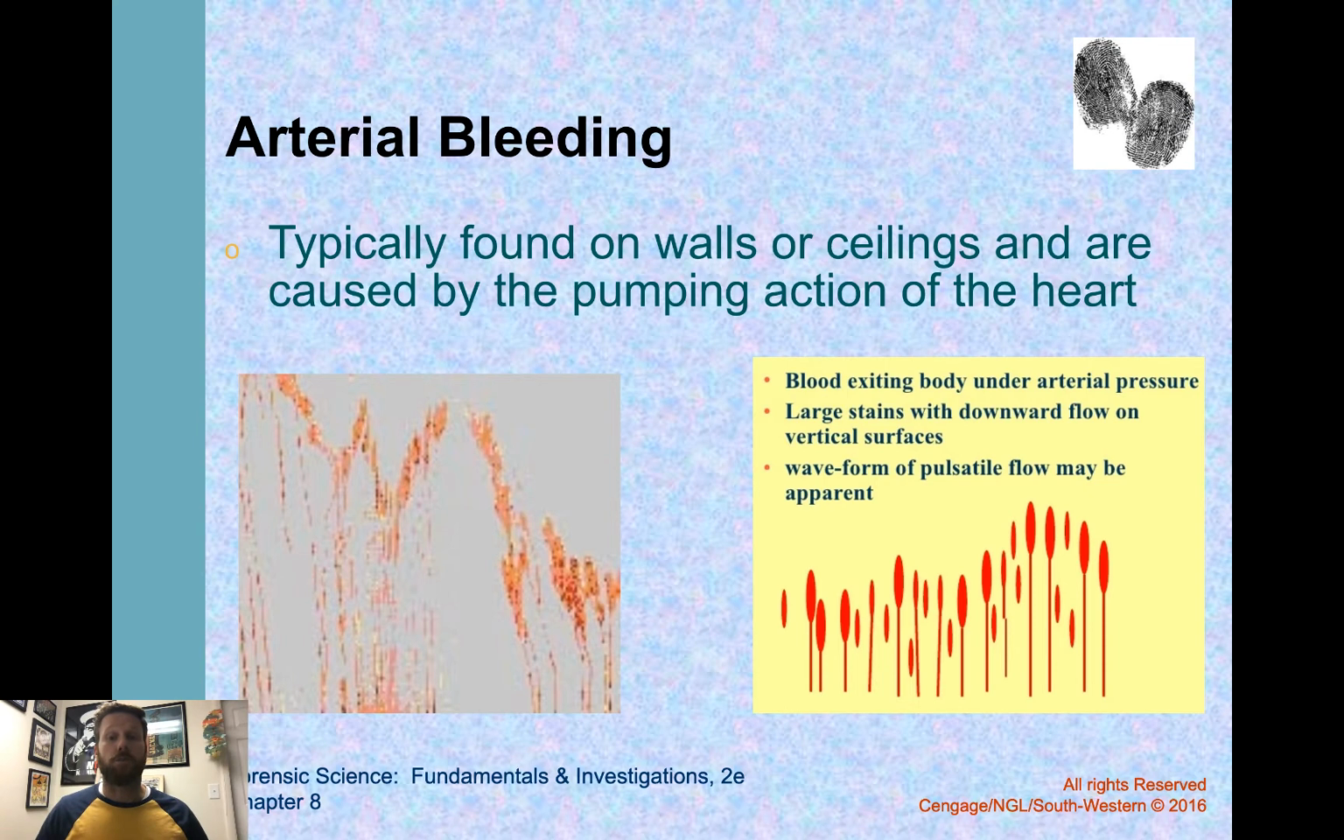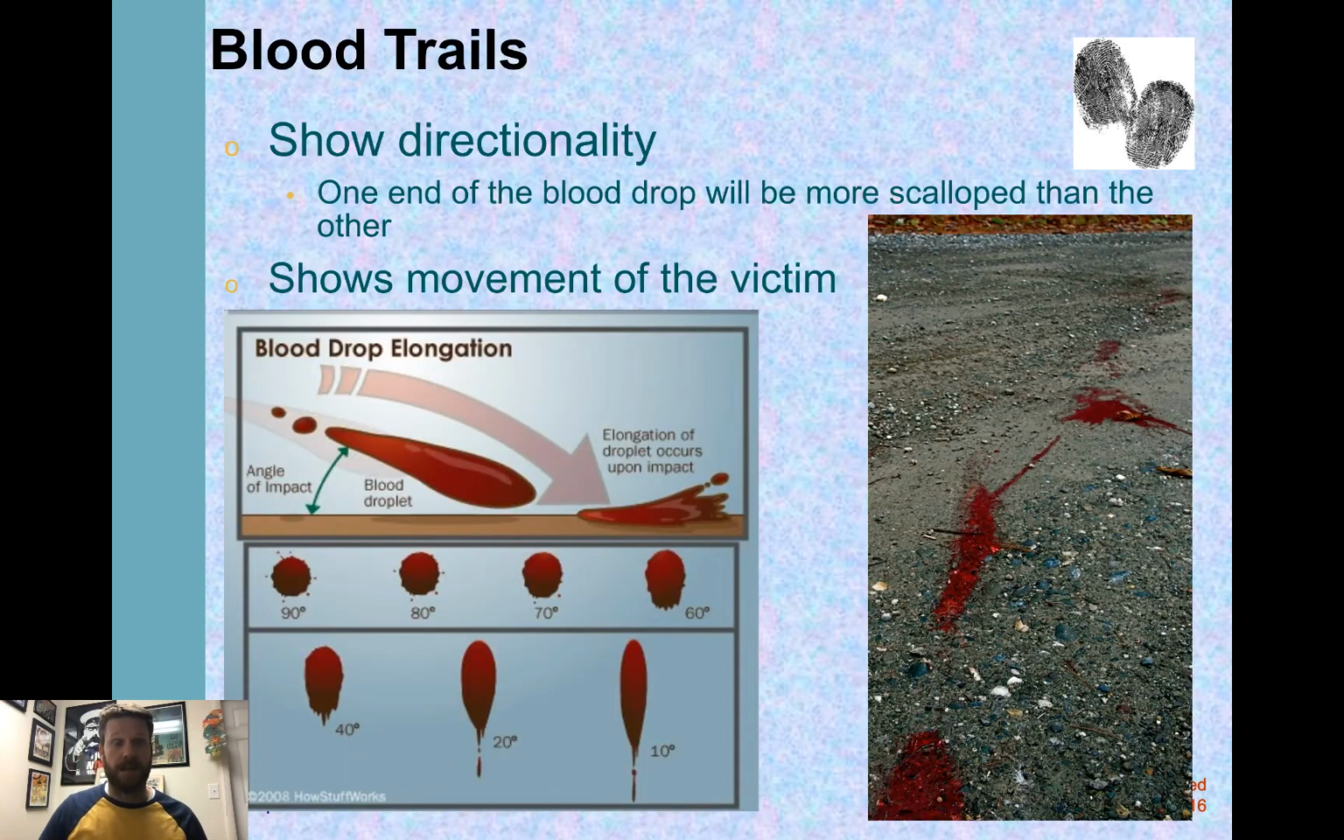Okay, arterial bleeding patterns. When blood's pumping through your arteries, if you have an injury in an artery, the blood pumping is going to be evident, and you can see that staining on a carpet or a wall or whatever. It's going to be kind of that heartbeat motion, that up and down motion, kind of gruesome, if you ask me.